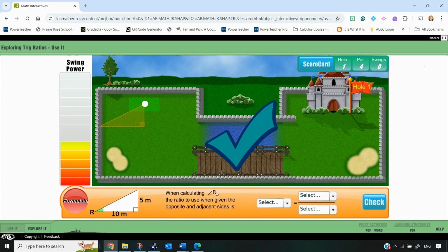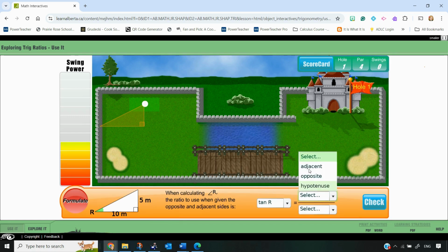And then it says when we're calculating angle R, we would be using opposite and adjacent. So that would be tan. So tan of the angle is opposite over adjacent.